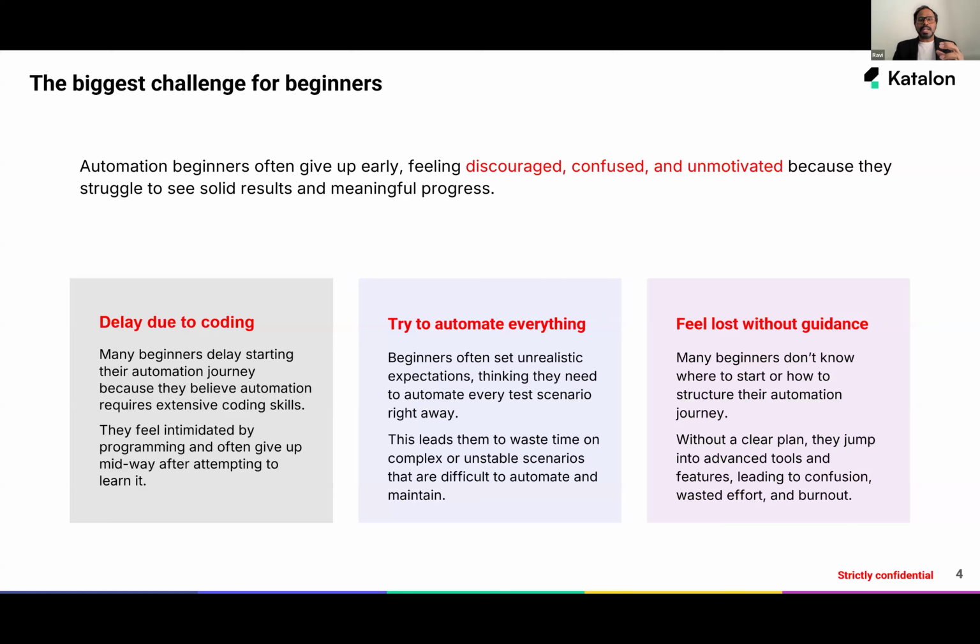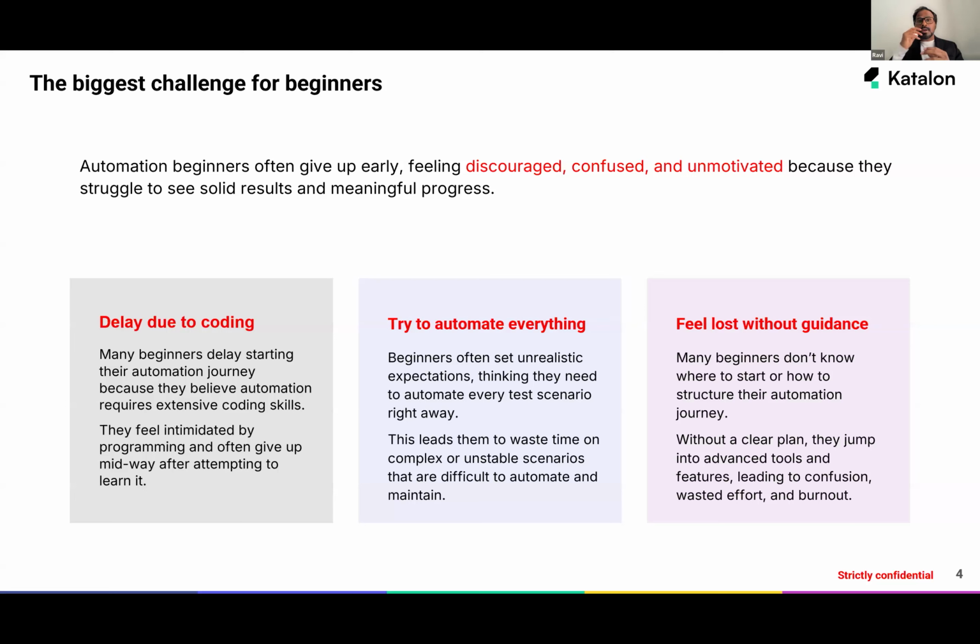The first challenge is delay due to coding. Many beginners believe automation requires extensive coding skills, causing hesitation to start. For instance, if you take an example of Selenium, that requires scripting languages like Java, C Sharp, or Python, which can seem difficult to those who do not have programming knowledge. They are afraid of programming, which may lead to early dropouts or lack of progress. So that is one big challenge.